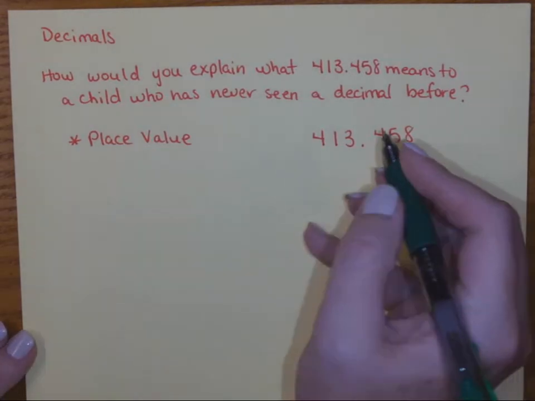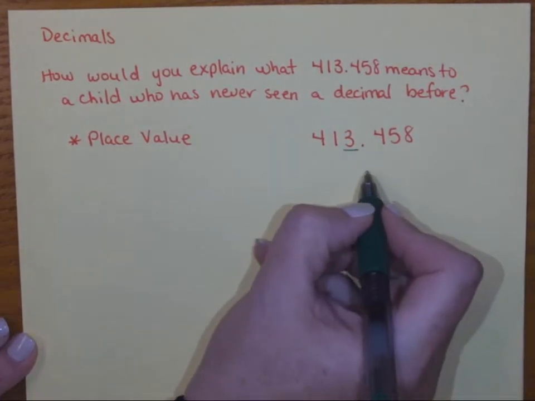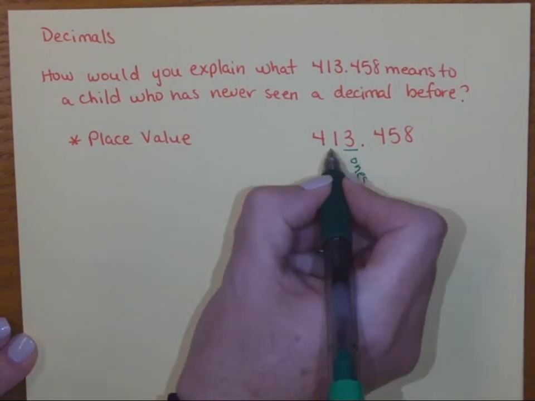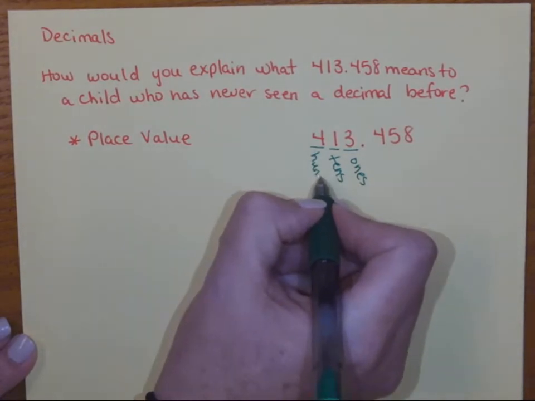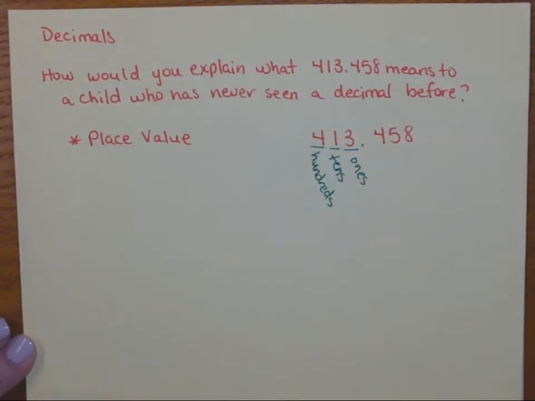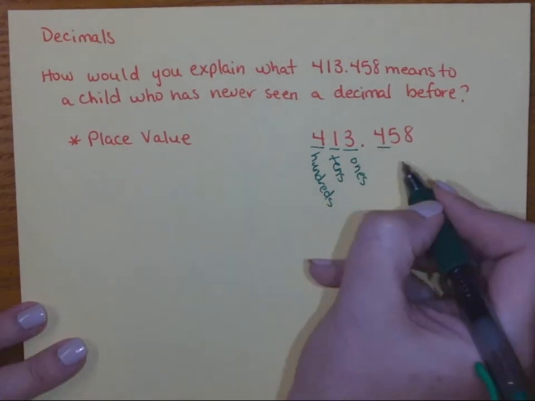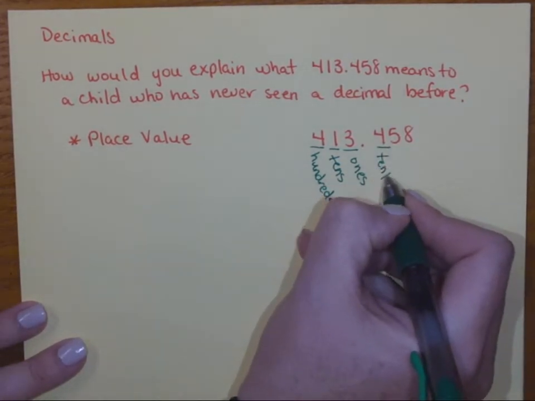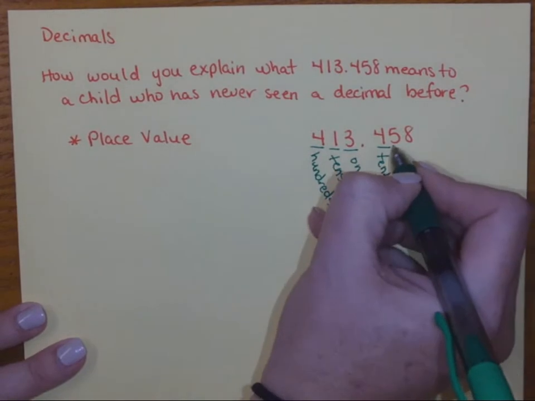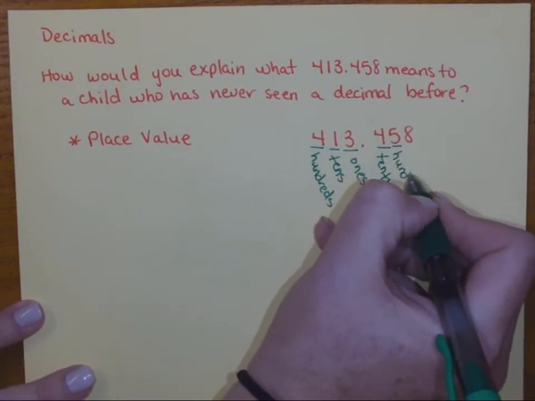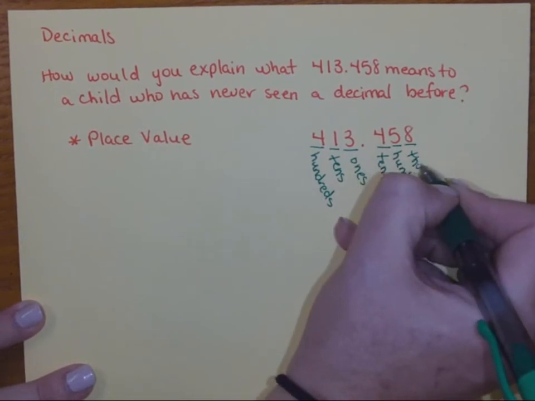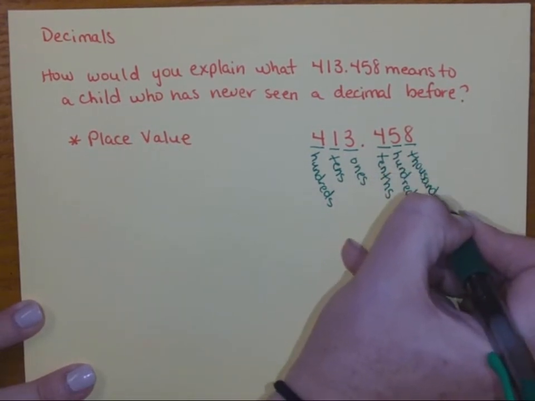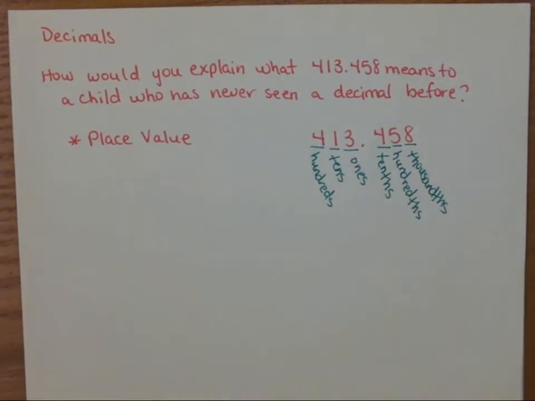Okay, so let's do the whole number place values first. So, of course, this is the ones place. This is the tens place. This is the hundreds place. Okay, but then as we get to the decimals, we put the suffix th on it. These are tenths. These are hundredths. These are thousandths. So our number system is base 10. So each place value is 10 times more than the place value before it.